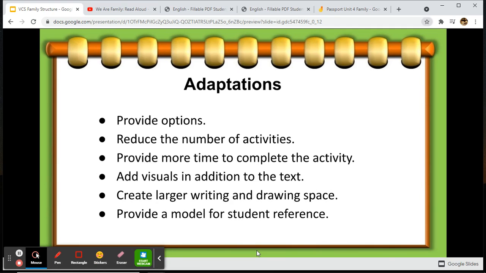So some ways to provide adaptations for this lesson would be to provide options for students in making choices regarding the assignment. Reduce the number of activities or requests in a specific assignment. Provide more time to complete the activity. For example, this is a day 1 activity, but potentially you could extend it over several days. You can add visuals in addition to the text. Create larger writing and drawing space. In addition, you can provide a model for student reference. So I'll take a look at some adaptations that I've made for this lesson.